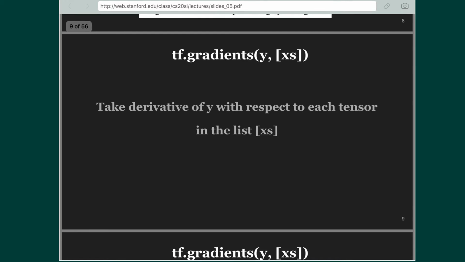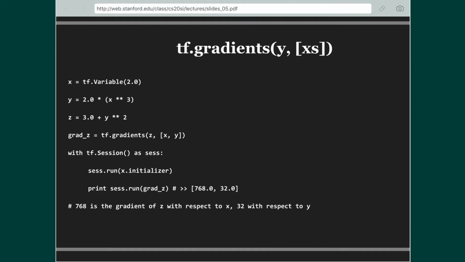So basically, if we were to look at an example where we define a variable x, which is tf.Variable with some initial value, and we have the value of y as 2 times x cubed and z as 3 plus y squared. And if we were to find the gradient with tf.gradients of z with respect to the list of tensors x, y, what this will give you is dz by dx and dz by dy as a list.